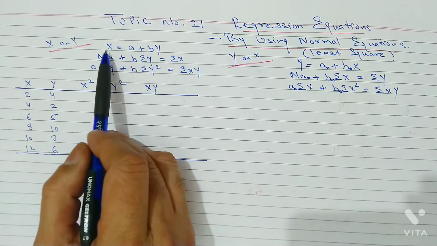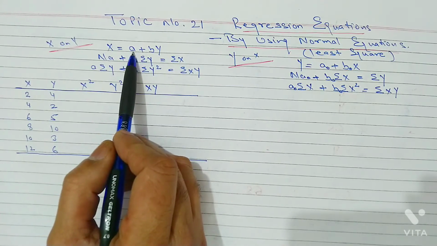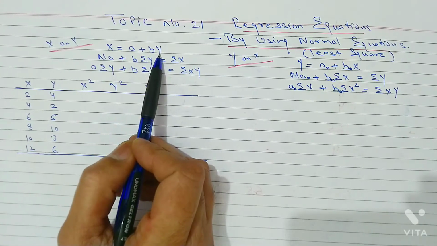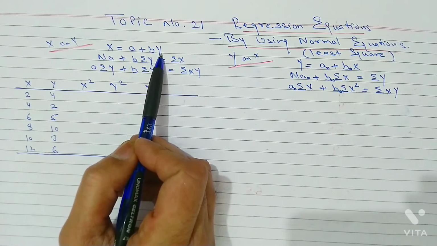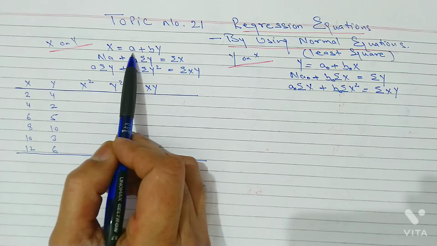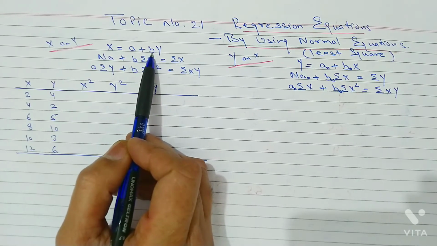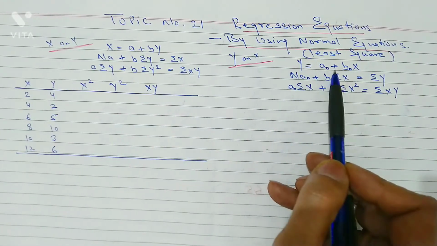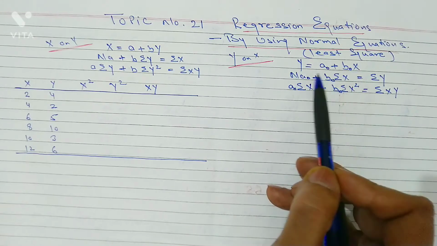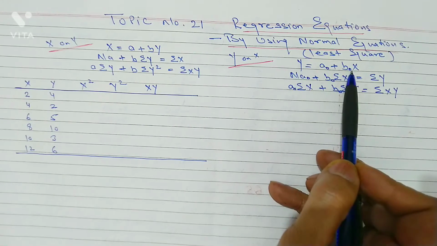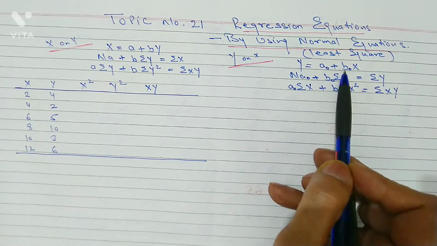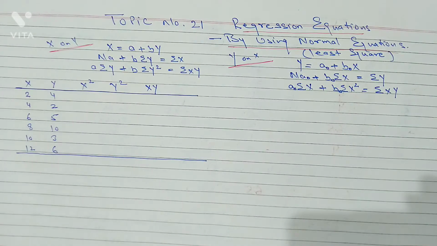In the equation x equals a plus b y, x is the dependent variable and y is the independent variable. A is the x intercept and b is the slope of the line. Same way in the equation y equals a naught plus b naught x, y is the dependent variable and x is the independent variable. A naught is the y intercept and b naught is the slope of the line.